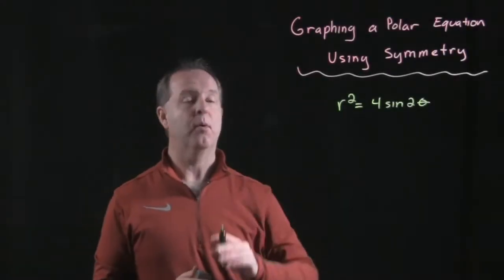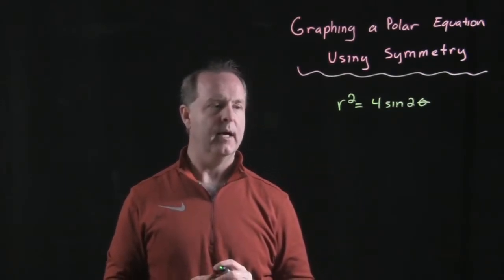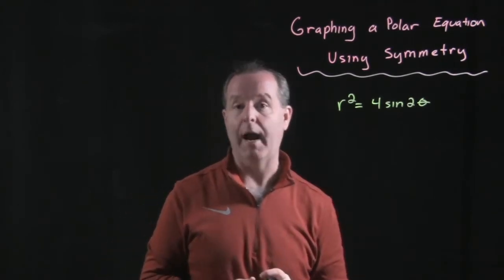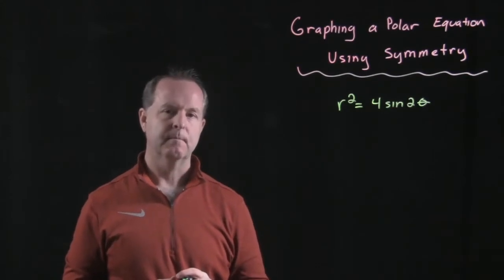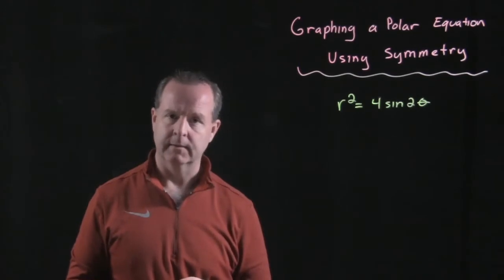Let's graph another polar equation. This one's r squared equals 4 sine 2 theta. Maybe you guys have gotten enough practice right now to guess how to proceed. So what should we do first? Okay, let's test for symmetry. And how do we do that?